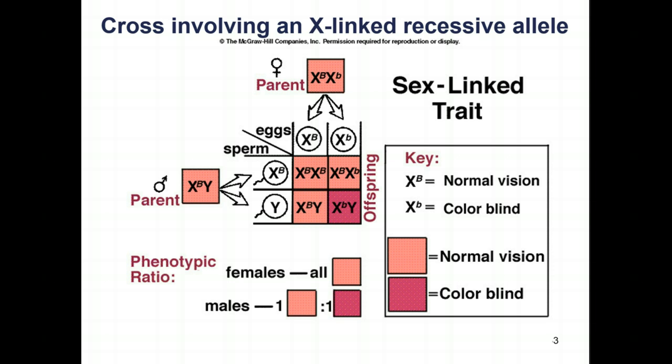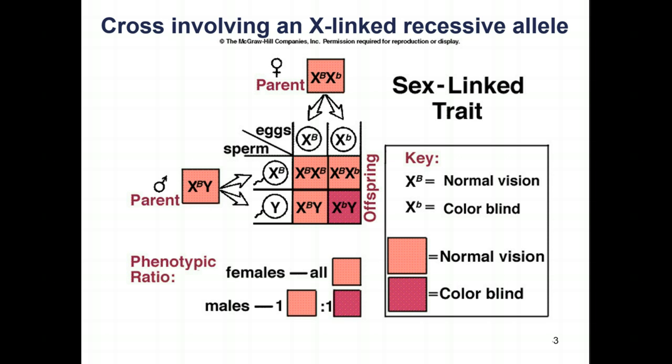In this example, we have a woman who has normal vision but is a carrier, mating with a male who is completely normal. In this example, 50% of the daughters will be completely normal non-carriers, and 50% of the daughters will be carriers. Then in terms of the sons, 50% of the sons will be colorblind and there is a 50% chance of the sons having normal vision.